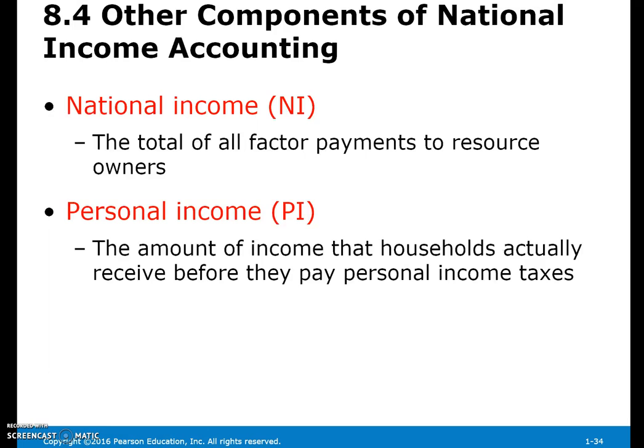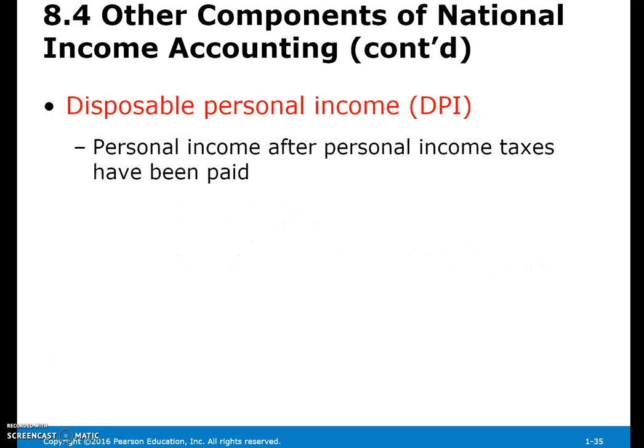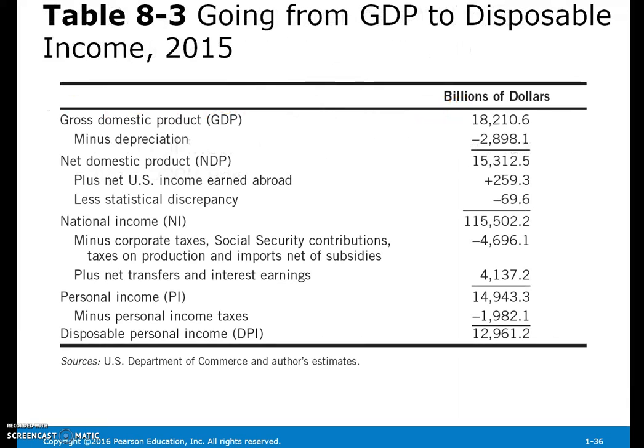So the national income is the total of all factor payments to resource owners. Personal income is the amount of income that households actually receive before they pay personal income taxes. Disposable personal income is personal income after personal income taxes have been paid. So it's what's left. And here's a nice table again, talking about net domestic product and gross domestic product. You've taken away depreciation, you get your net domestic product, and so on and so forth. And in fact it flows all the way down to disposable personal income.